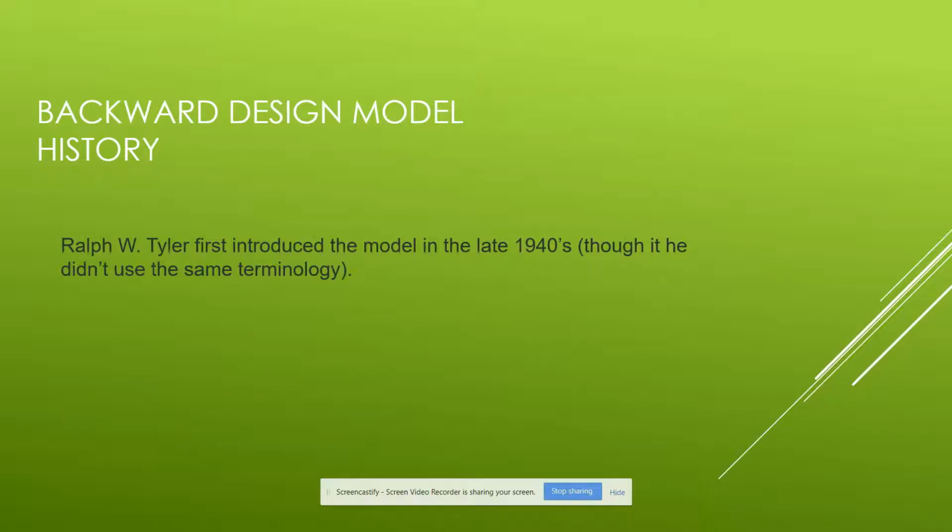The history: we can first trace backward design to a man named Ralph W. Tyler, who first introduced this design back in the 1940s, even though he did not title it or reference it as an instructional or backward design. He basically just stated that you as an educator should come up with a statement of objectives for your students, a certain change that you would like to see, and then you plan your instruction to deliver that desired result, that desired change. Pretty straightforward.